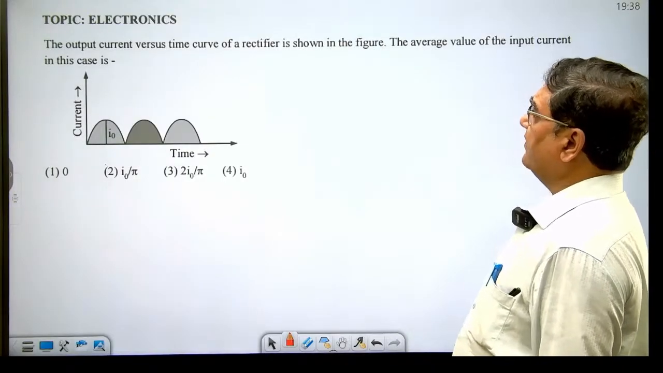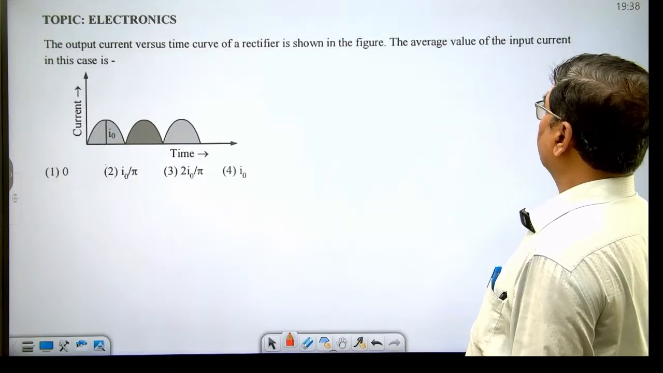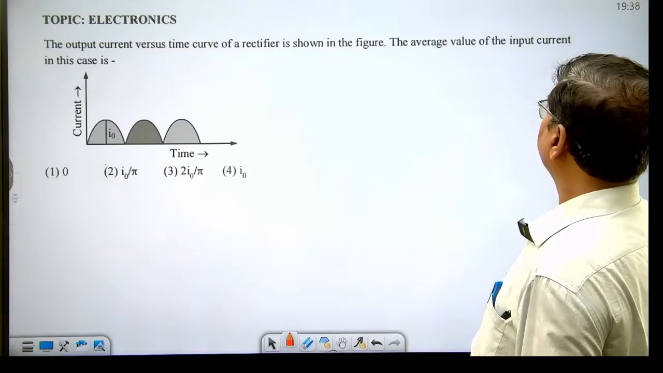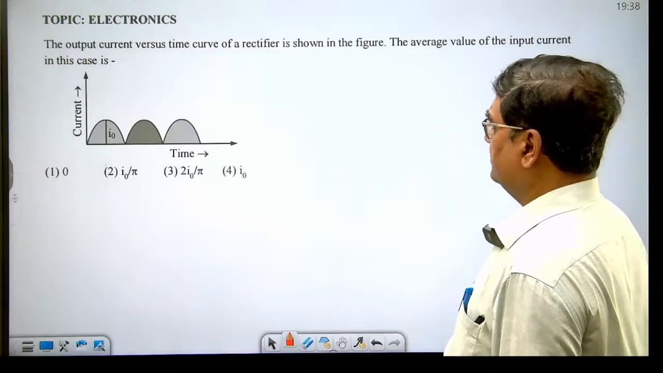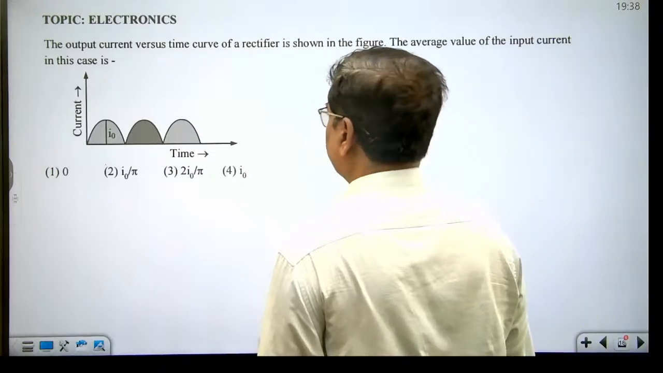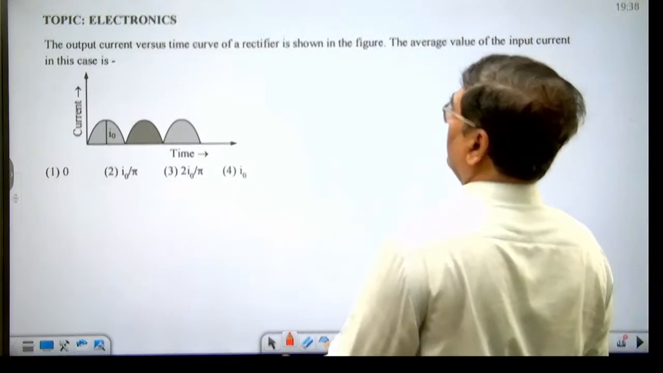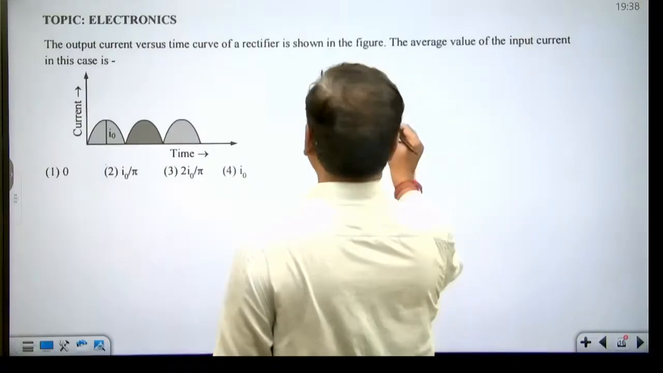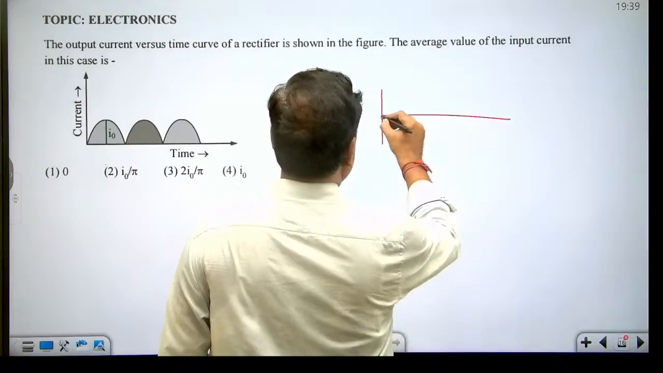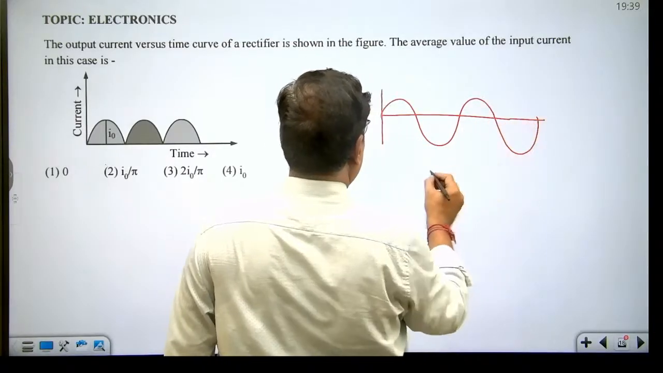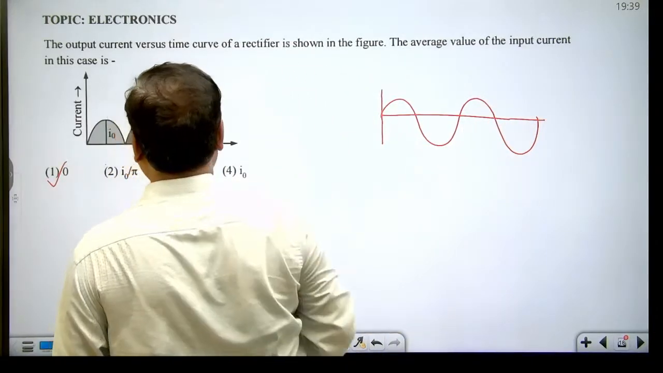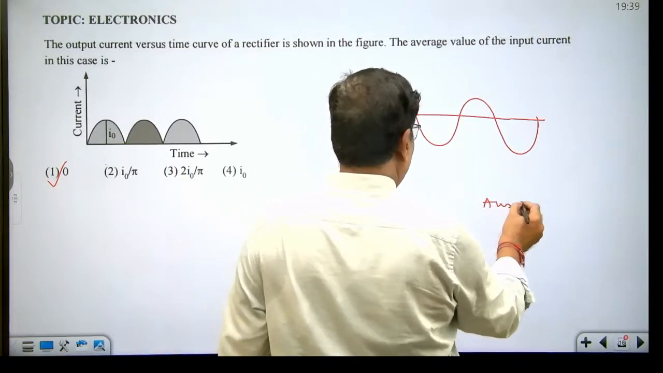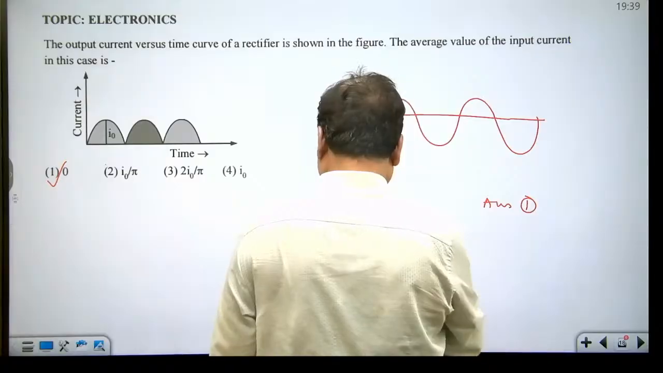The output current versus time curve of a rectifier is shown in the figure. The average value of the input current in this case is... average value of input current in this case. Input current remains equal to 0. Input current remains 0. And average value of output current will be equal to 2I0 by pi. So out of 4 choice, the correct answer is option 1.